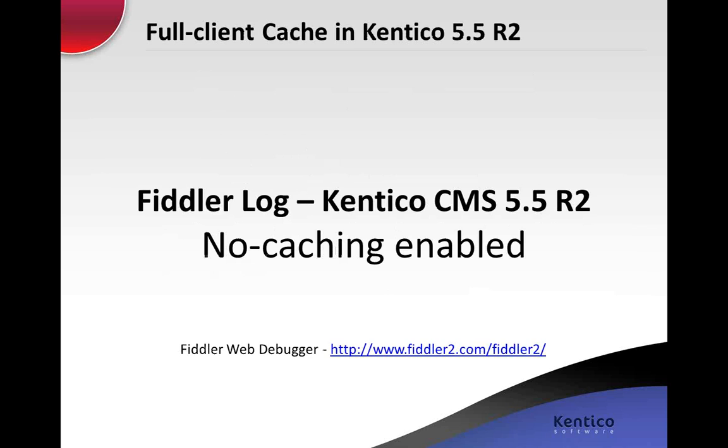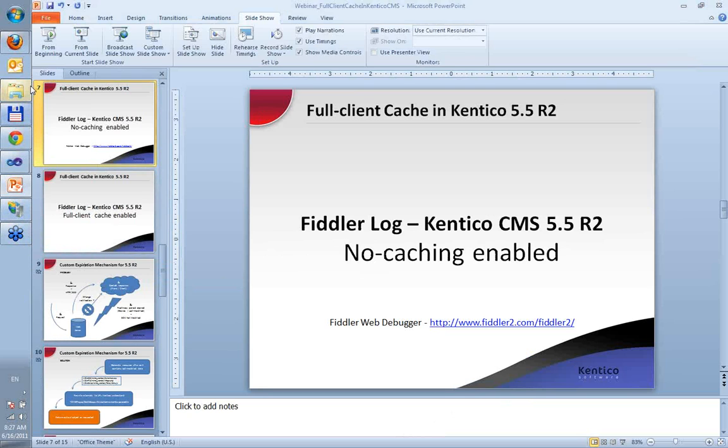So let's take a look at the first sample. I have prepared several logs that I've taken using Fiddler. You can download Fiddler from the following link. I found it a great tool because even though you can use the Firebug tool in Firefox, when dealing with caching stuff, it's always useful to have a full-featured tool that can give you much more information than Firebug does. So let me bring up the first log.